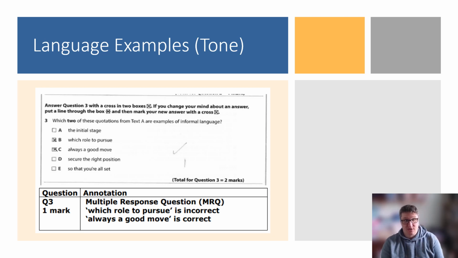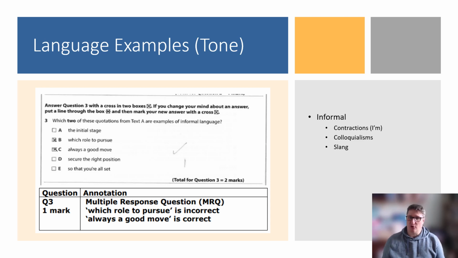Now, question 3 is about examples of language. Now, this is usually about tone, so it's either going to be informal. Informal language contains things like contractions, like I'm, colloquialisms, or slang. So if we look at the example here, which 2 of these quotations from text A are examples of informal language. The initial stage, no. Which role to pursue, no. Always a good move. That's what you'd say to your mate down the pub.